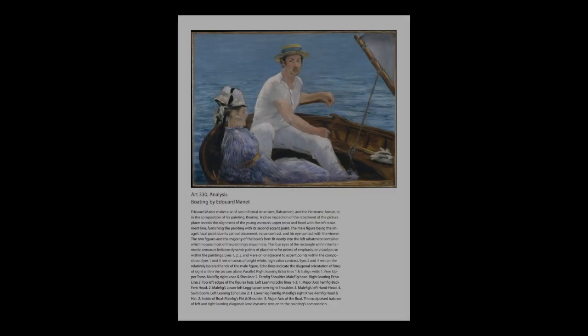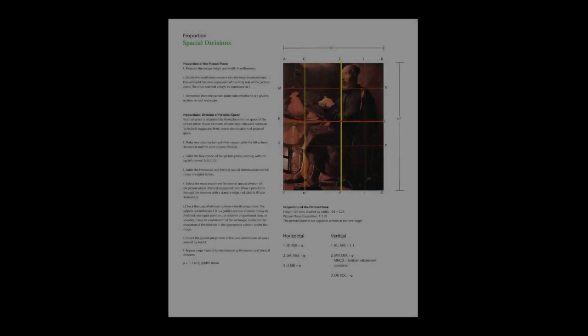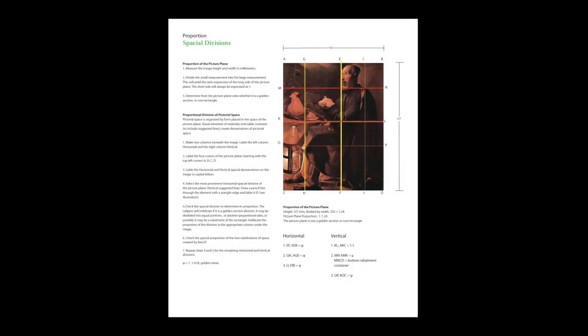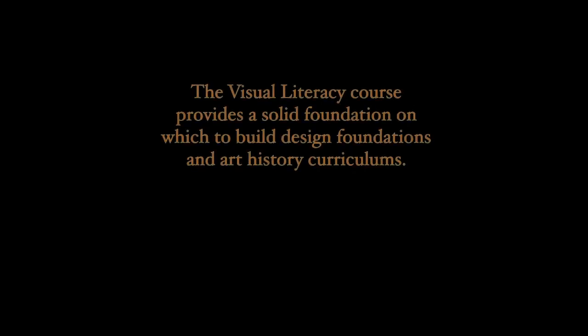The visual analysis is an example of an unmodified analysis outline used in art history courses. The proportional part of the analysis geometry section is applied to an illustration project. The visual literacy course provides a solid foundation on which to build design foundations in art history curriculums.